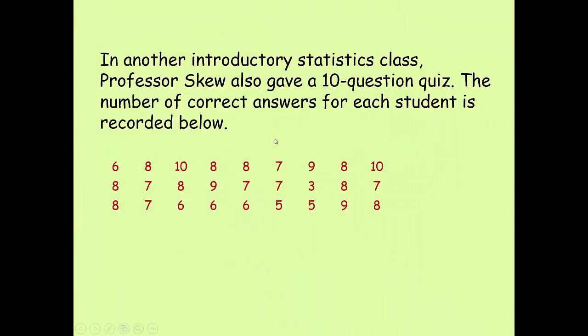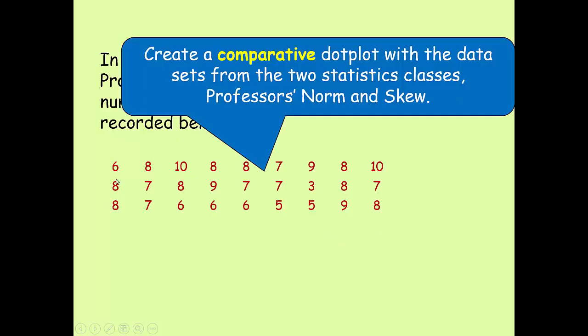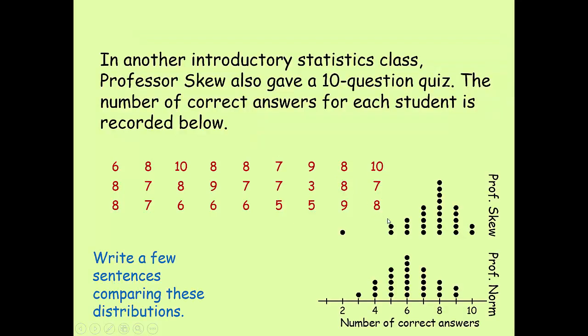So here, once again, in another introductory class, the professor also gave this 10-question quiz, and here are the results. Create a comparative dot plot with the data sets from the 2 statistics classes. So as you can see, here's Professor Skew, here's Professor Norm. Professor Skew apparently has this little dud out here.